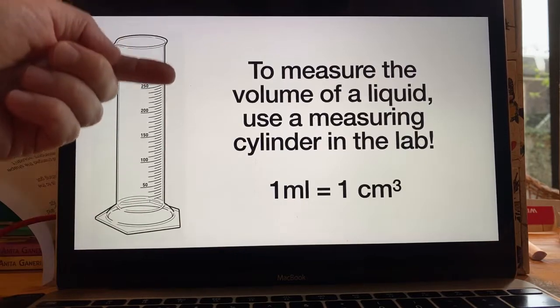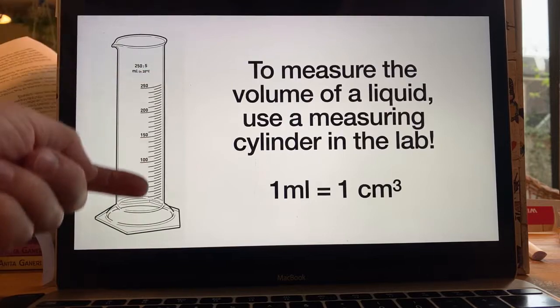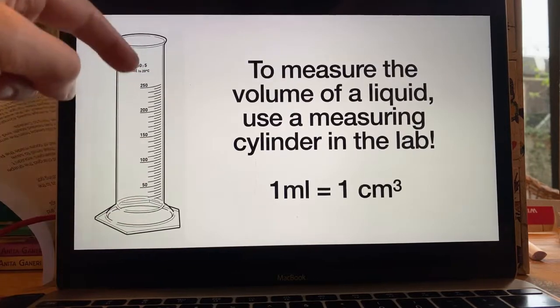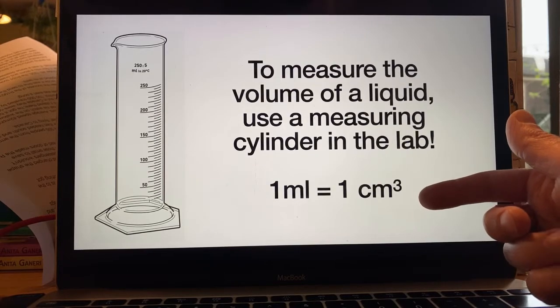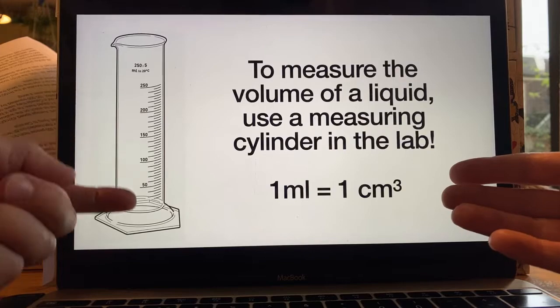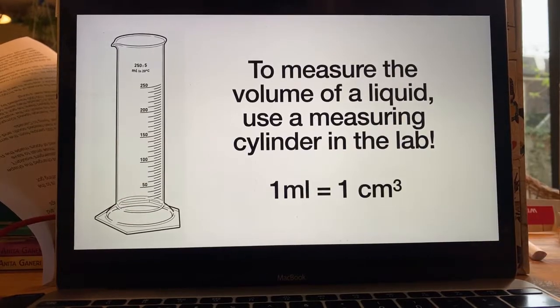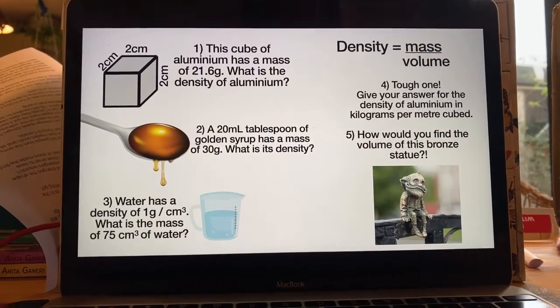All right, one last piece of information before I give you something to do. You're probably familiar with measuring cylinders or measuring jugs. This is how you measure volumes of liquids in a lab, say. 1 millilitre is the same as 1 cubic centimetre. Hopefully, if you didn't know that, you do now. 1 millilitre on the side of a measuring jug is the same as 1 cubic centimetre. Okay, now you can do the questions.